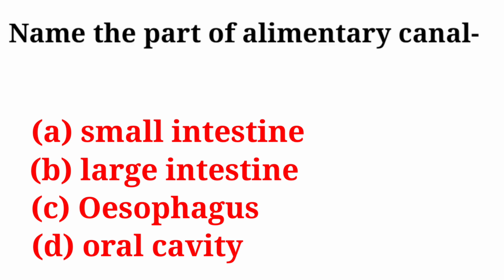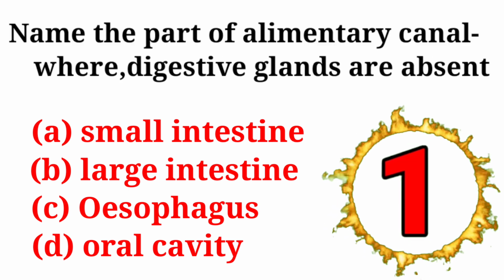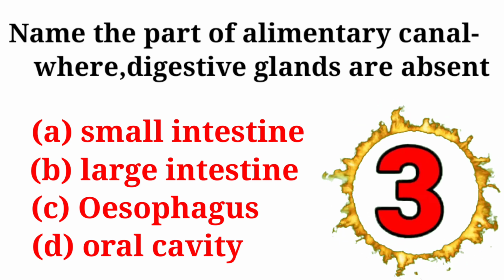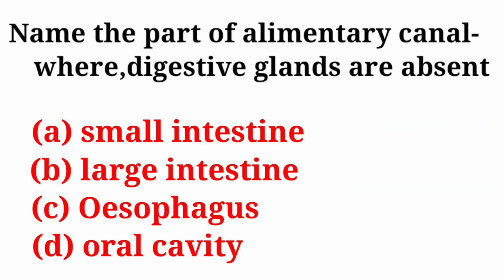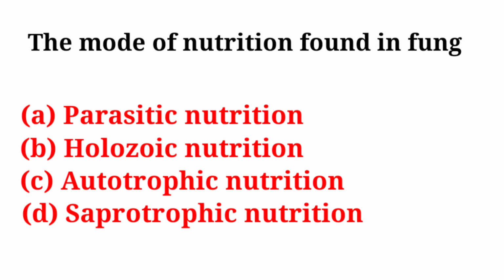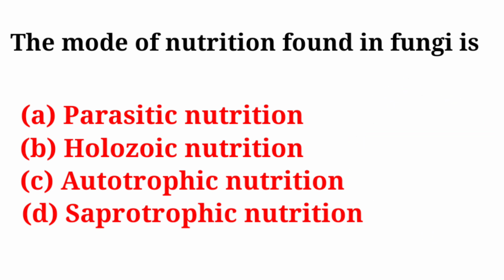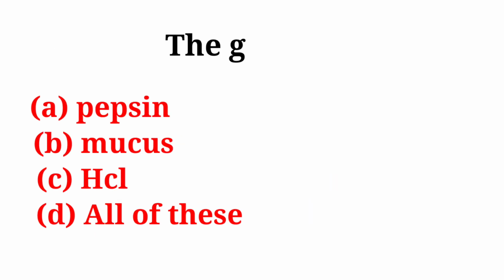Name the part of alimentary canal where digestive glands are absent. Correct option is esophagus. The mode of nutrition found in fungi? Correct option is saprotrophic nutrition.